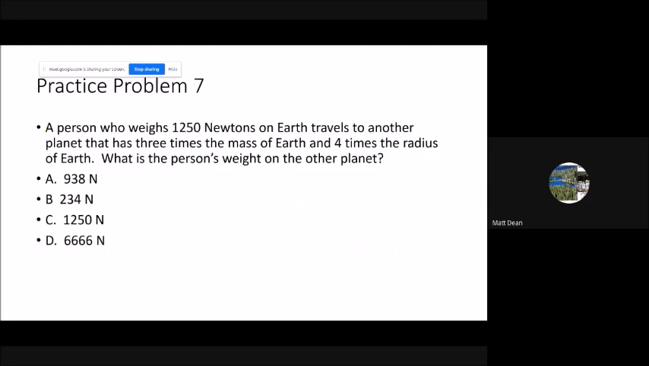All right, let's look at this one. So a person who weighs 1,250 newtons on Earth travels to another planet that has 3 times the mass of the Earth and 4 times the radius of the Earth. What is the person's weight on the other planet?